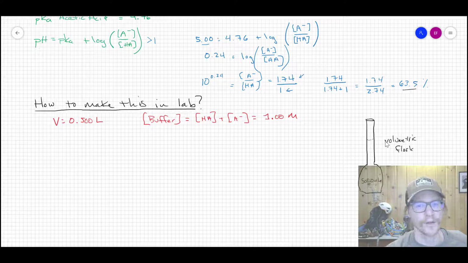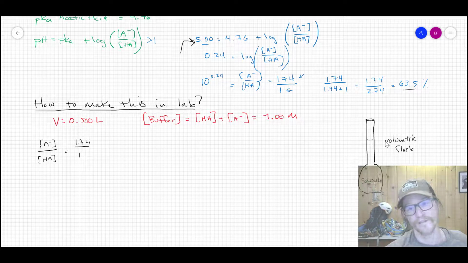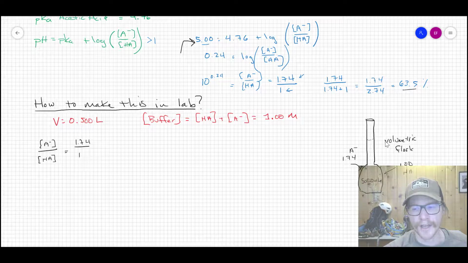I'm not going to recompute the Henderson-Hasselbalch because it's the same at pH 5, so we're talking about this solution. We know that from that solution, the ratio of conjugate base to acid is 1.74 parts to 1 part, or 1.74. What that really means is that inside of this volumetric flask, there's going to be 1.74 parts of A minus for every 1 part of HA.